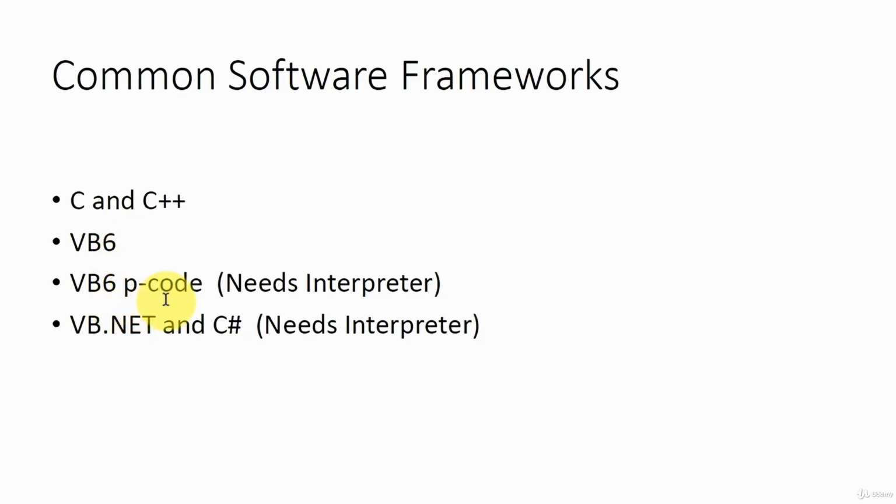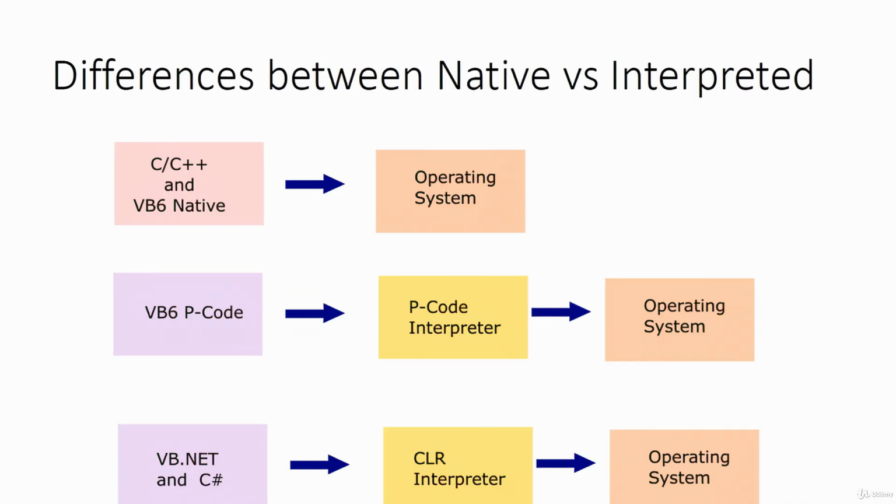However, for VB6 P Code, we saw in the section on P Code that VB6 is a bit different, and Visual Basic 6 P Code requires an interpreter. And the interpreter is the extra layer of virtual machine which is needed to interpret the P code before it can be executed by the operating system. VB.NET and C# use the same concept. It needs an interpreter.